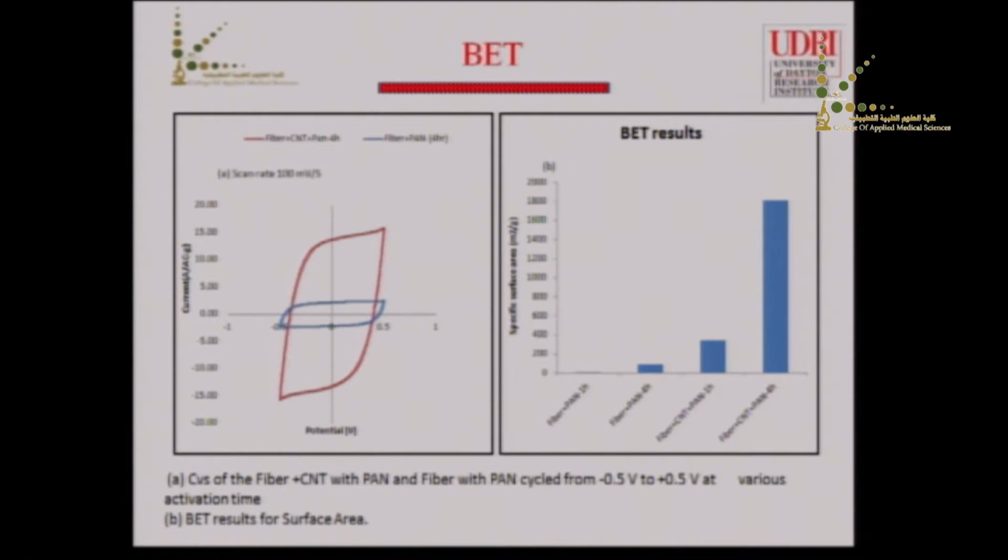This is fiber and band with 1 hour, below 20 grams per meter squared. And when I check fiber with band at 4 hours, it is increased. The 1 hour fuzzy fabric, which means fiber and CNT and band, is polyurethane. I found an increase. When I use the last activation time, 4 hours, I reach around 1800, something amazing in the surface area.